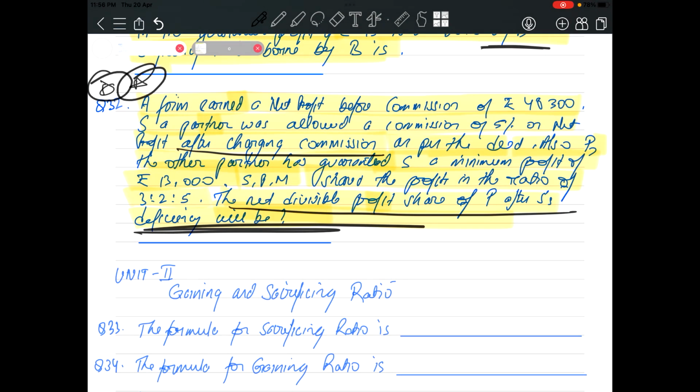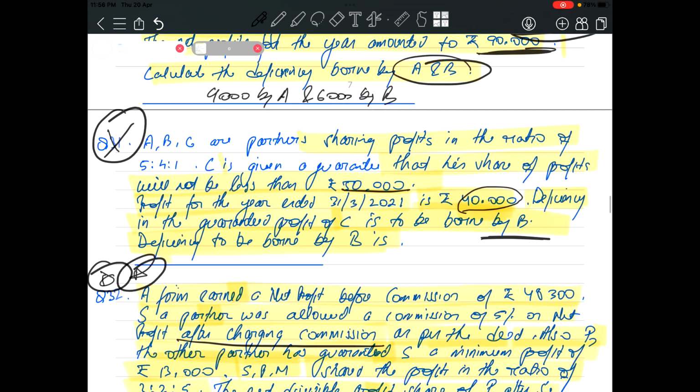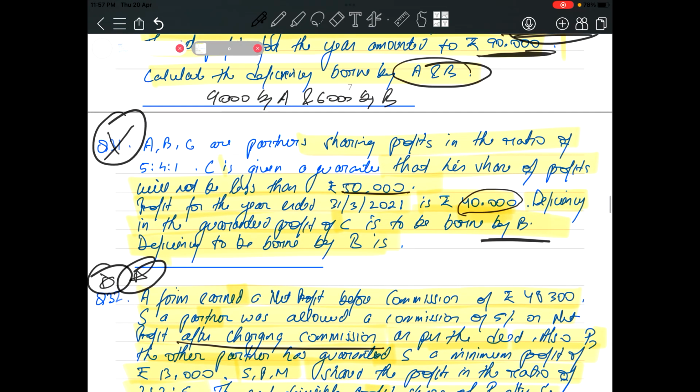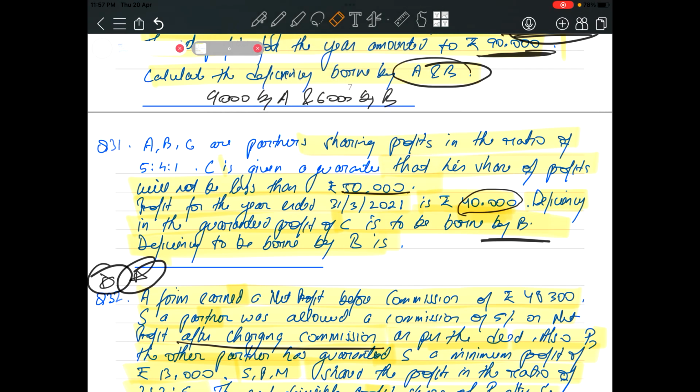So the answer is 9,200. I hope this is clear. I will come back to this question. We will solve this question again. This is a previous year question. There is some mistake. I have made some mistake in writing the question.